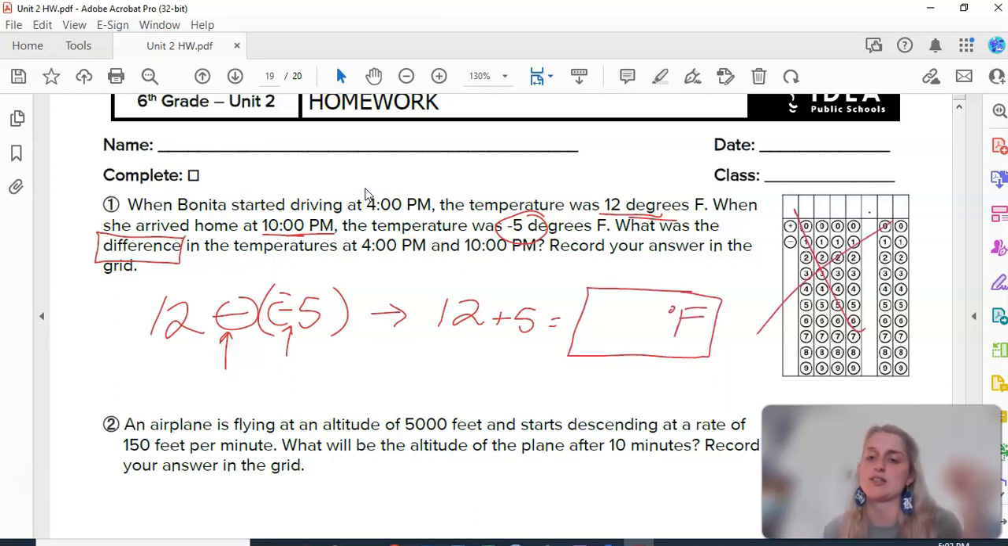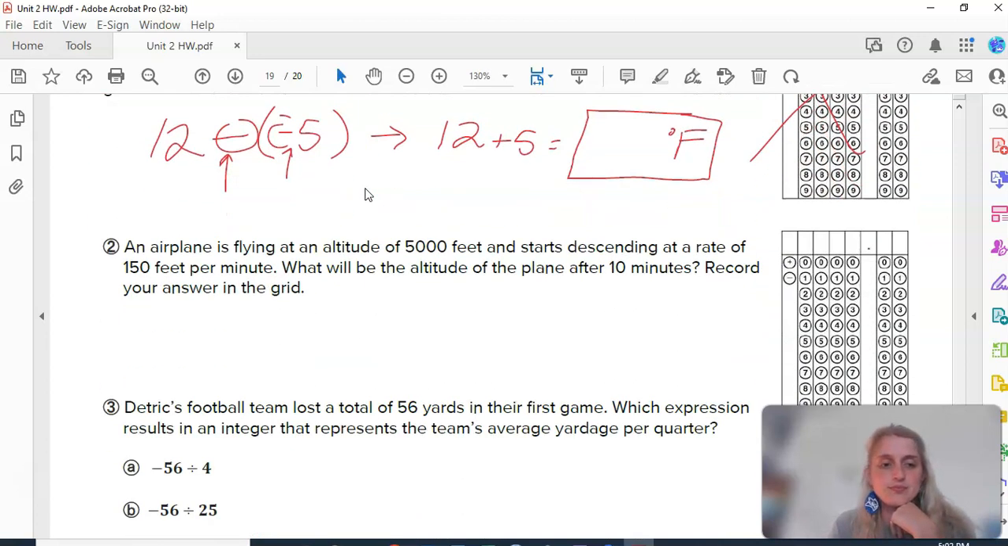I'm pretty sure I deleted these from your paper, but if you have them, you can ignore them. We now take our tests online, so we don't need to practice bubbling in our gridables.